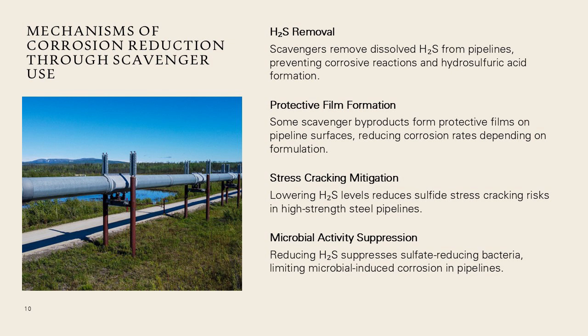driving force for corrosion. Additionally, some scavenger reactions create byproducts that form protective films on pipeline surfaces, although this is formulation dependent. In many systems, lowering H₂S levels also mitigates the risk of sulfide stress cracking, particularly in high-strength steels. Furthermore, reducing H₂S can suppress microbial activity, since some sulfate-reducing bacteria rely on H₂S-rich environments for optimized growth. Overall, scavenger-based corrosion mitigation is most effective when combined with complementary practices such as optimized flow assurance, water management, material selection, and periodic pigging.